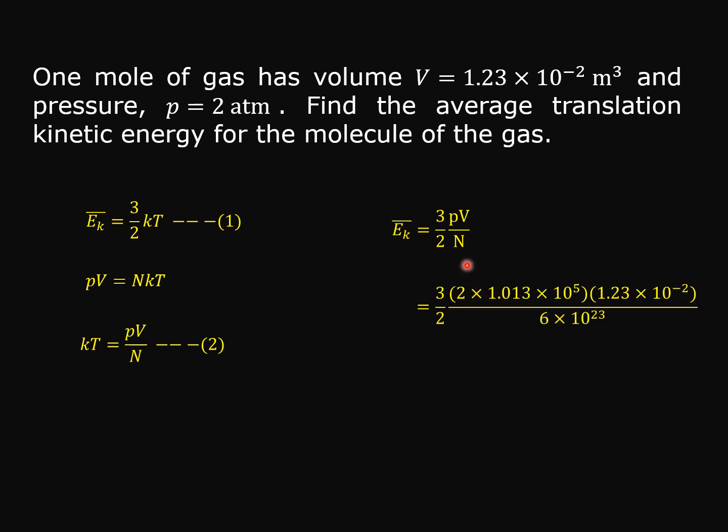Now we can substitute value where the P is 2 atm in Pascal. It is 2 times 1.013 times 10 to the power 5 Pascal. And V in meter cube is 1.23 times 10 to the power of negative 2. And this N, as mentioned just now, is equal to the Avogadro's number because the number of mole is 1 for the gas that we consider. Therefore, now we obtain the average translational kinetic energy for the molecule of the gas is equal to 6.23 times 10 to the power of negative 21 joule.